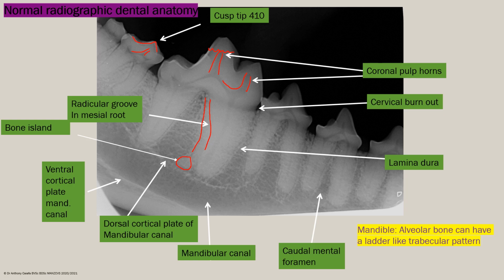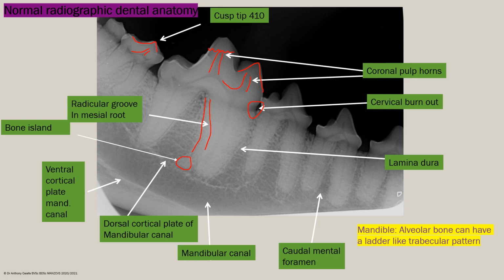Here we have cervical burnout. This is where the radiograph goes to very thin tooth structure, so it looks less dense in this area, so don't confuse that as a tooth resorption lesion, especially in cats. As you can see, the enamel of the tooth is quite thin, as I said, around 0.5 of a millimeter.